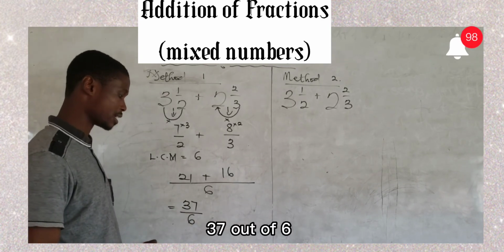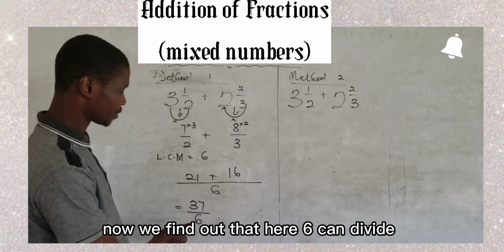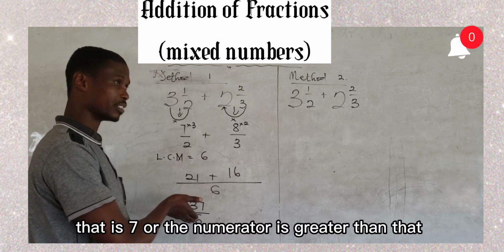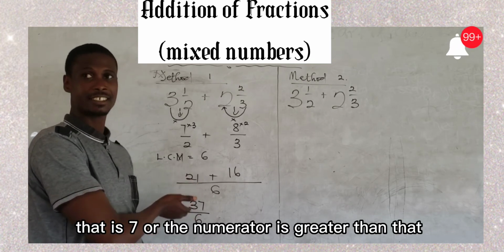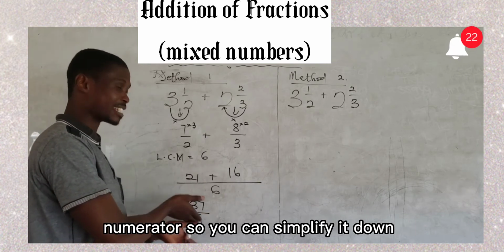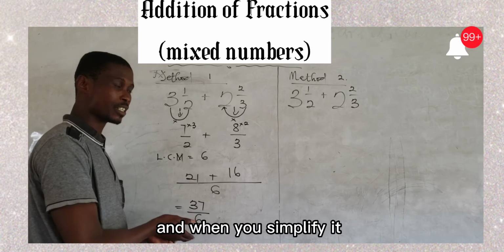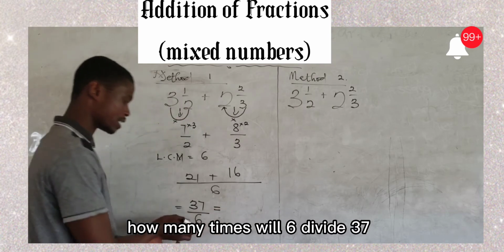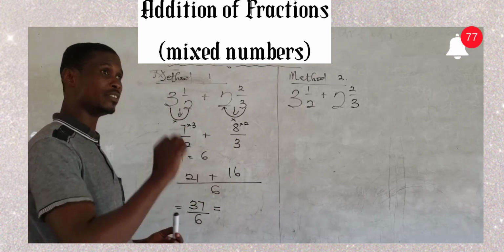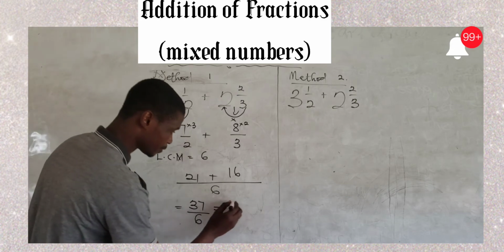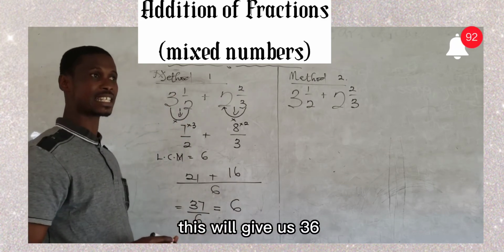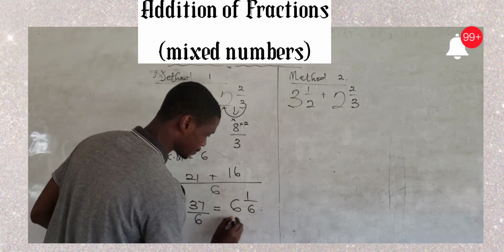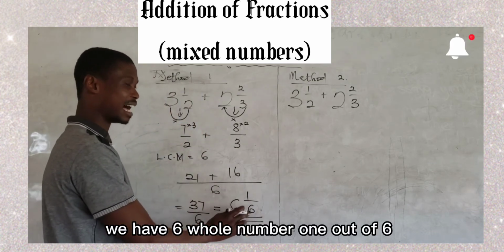37 out of 6. Now, you find out that the numerator is greater than the denominator. So you can simplify it down. And when you simplify it, you are going to get what? A mixed number. Let's check it out. How many times will 6 divide 37? 6 will divide 37, 6 times. And we know that 6 times 6 will give us 36. Remainder 1. So 1 out of 6. We have 6 whole number, 1 out of 6.